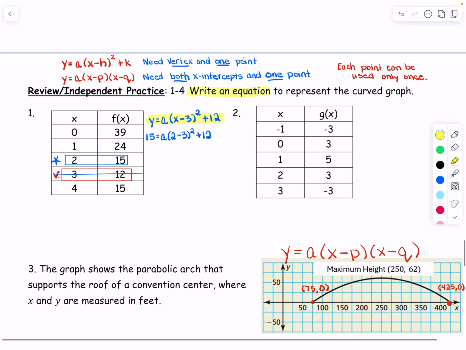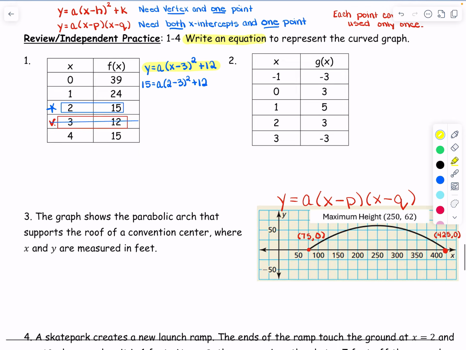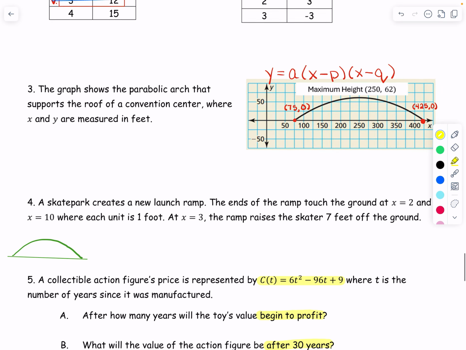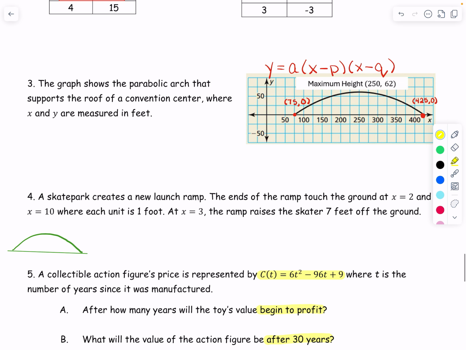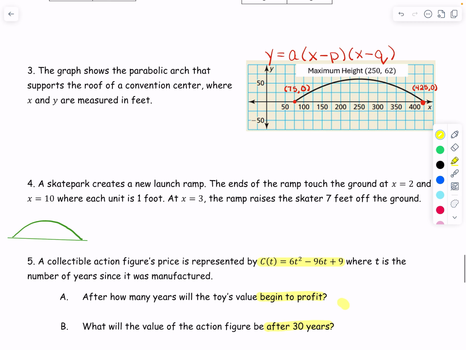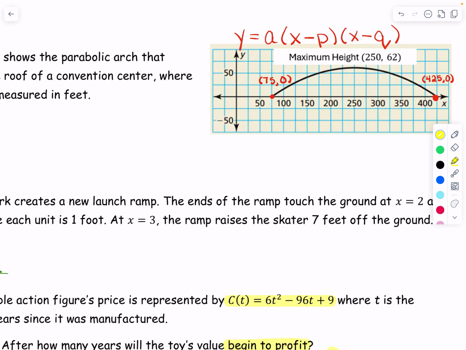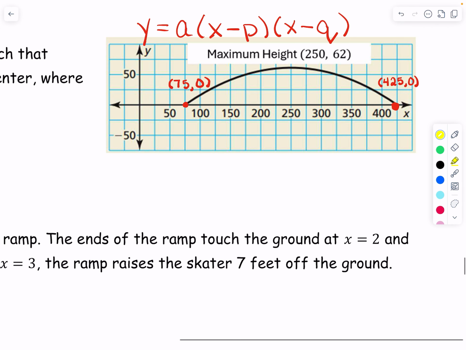All right, so let's go down to number 3, and we're going to write an equation here. Now, on equation number 3, I can write it in vertex form or factored form, but I'm going to focus on factored form because I think a lot of us choose vertex form, so we don't know how to do that factored form. So let's practice with that one as well. Okay, so on this graph here, I do have the maximum height. So that means that this is the vertex, 250, 62.